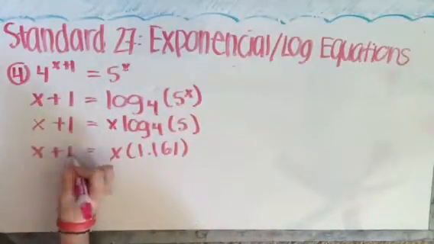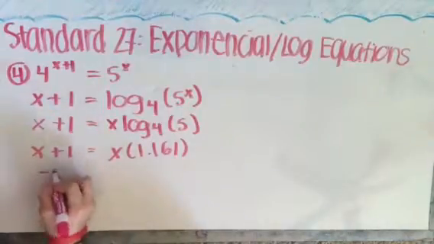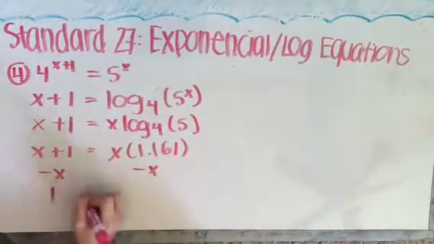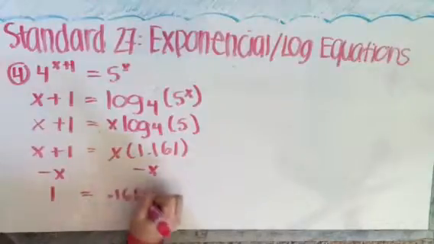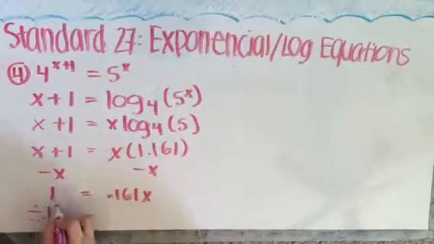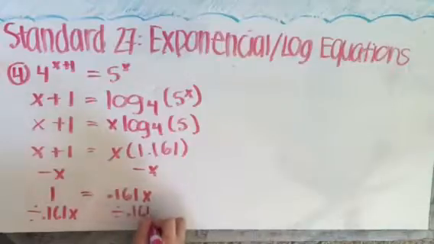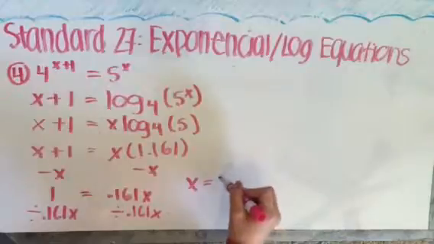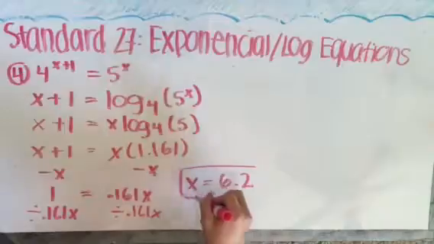Then you're going to solve log base 4 of 5 in your calculator, which is going to be 1.161, so x plus 1 equals 1.161x. Then you're going to subtract an x from each side. In doing that, you're going to get 1 is equal to 0.161x. Then you're going to divide each side by 0.161, and your answer is going to be x is equal to 6.2.